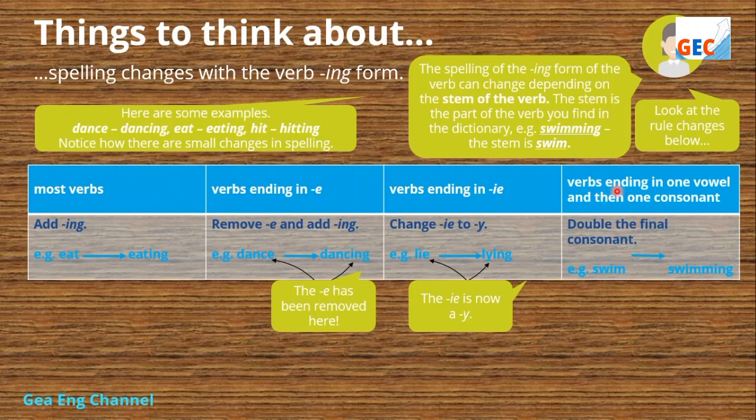Verbs ending in one vowel and then one consonant, you need to double the final consonant. For example, here is swim, swimming. The verbs ending in vowel and then one consonant, you need to double the final consonant, like swim, swimming.